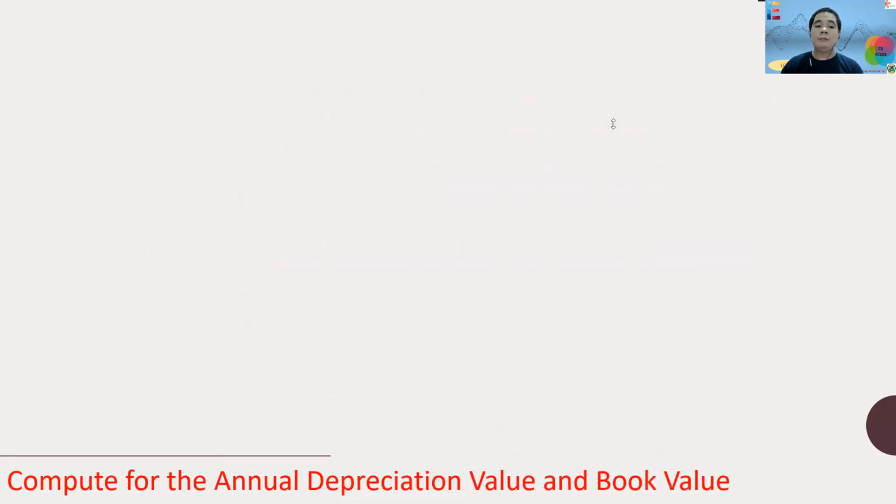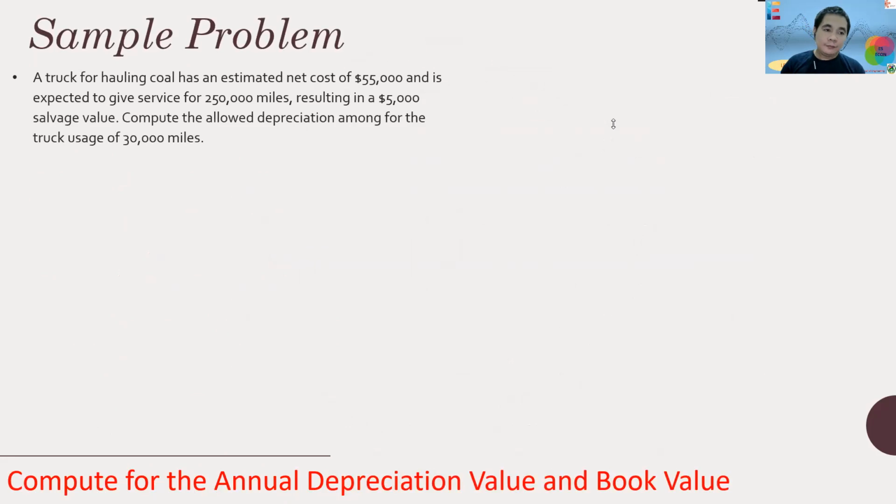So we have a sample problem right here. A truck hauling coal has an estimated net cost of $55,000 and is expected to give a service of 250,000 miles, resulting in a 5,000 salvage value. Compute the allowed depreciation for the truck usage of 30,000 miles. So how much is it?